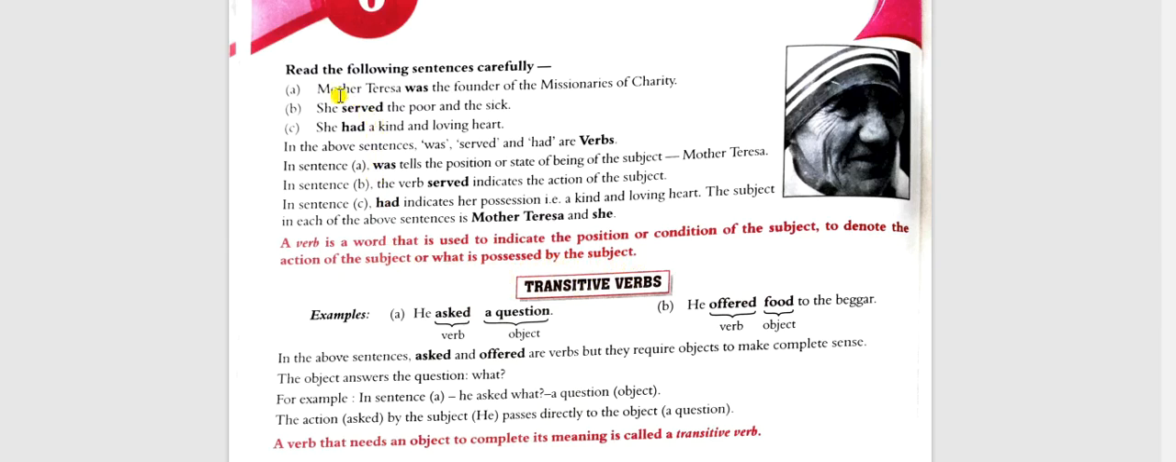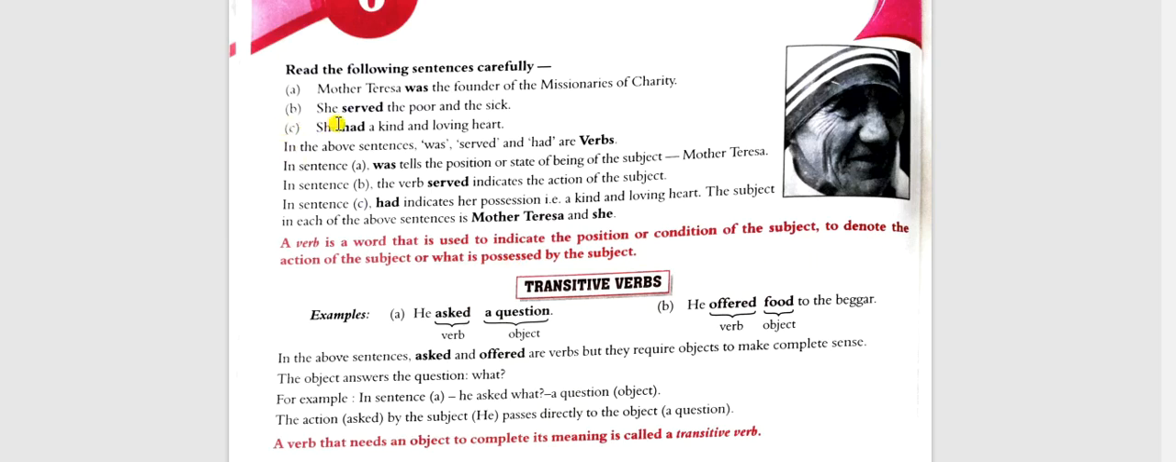So, children, Mother Teresa was the founder of the Missionaries of Charity. This sentence tells you something about the subject. What is the subject? Mother Teresa. Now, what information do you get? That she was the founder of the Missionaries of Charity. So, she was holding a position. She served the poor and the sick.